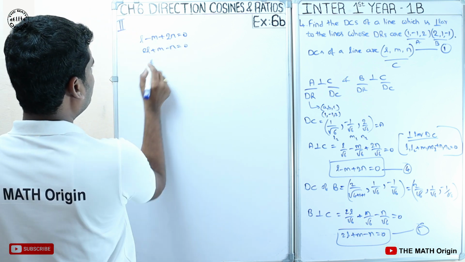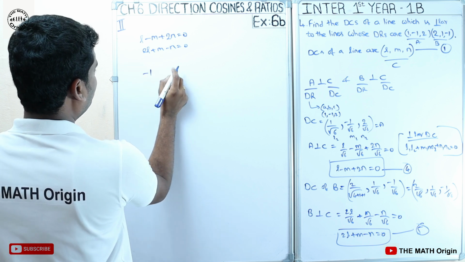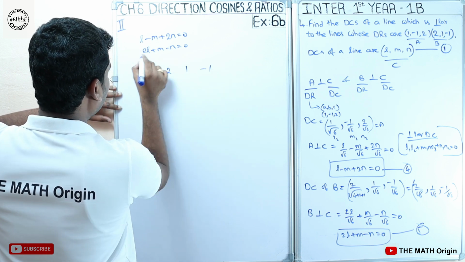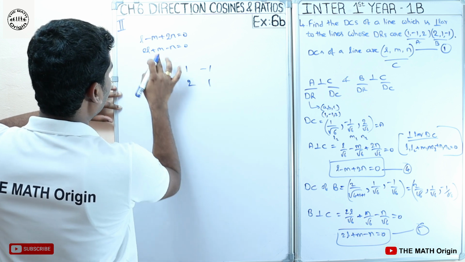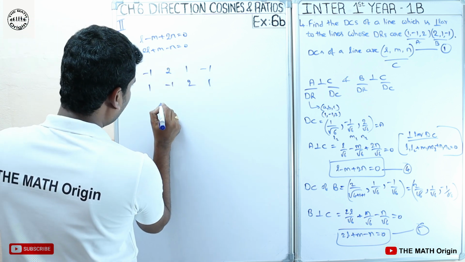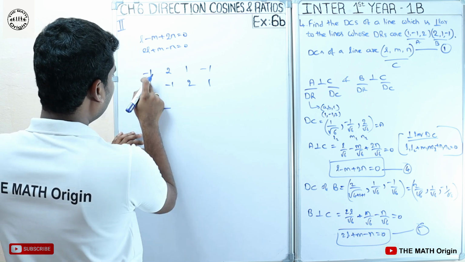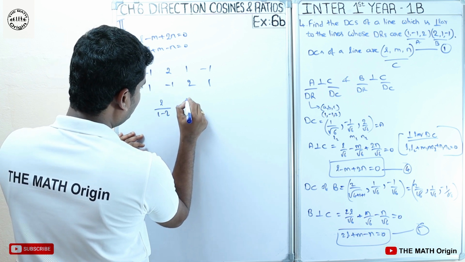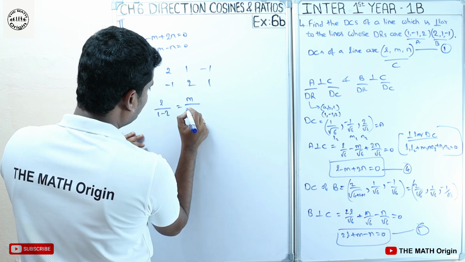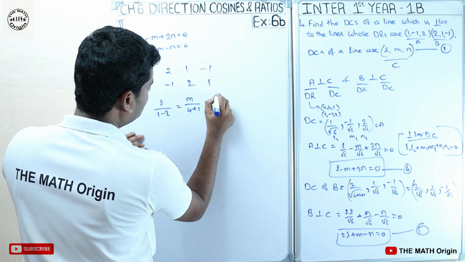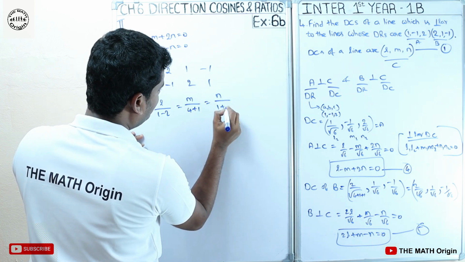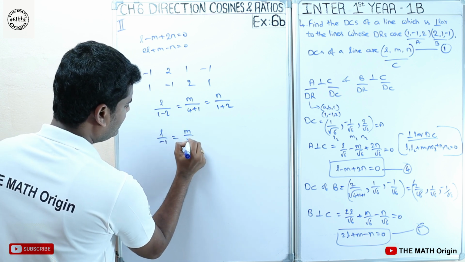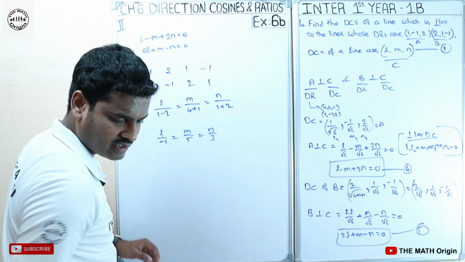We have a format like: m coordinates minus 1, 2; l coordinates 1, minus 1; here also 1, minus 1, 2, 1, 1, minus 1, 2, 1. Okay, from here l by (1 minus 2), which equals m by (4 minus of minus 1, plus 1), which equals n by (1 plus 2). Therefore l by minus 1, which equals m by 5, which equals n by 3.